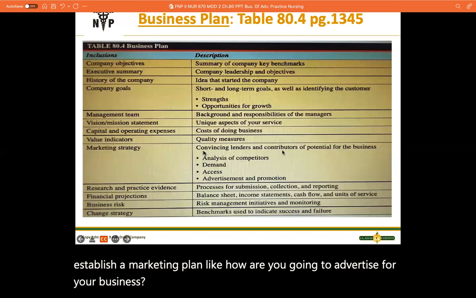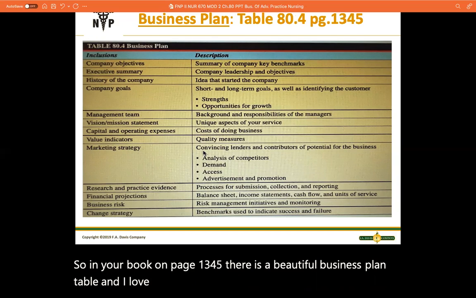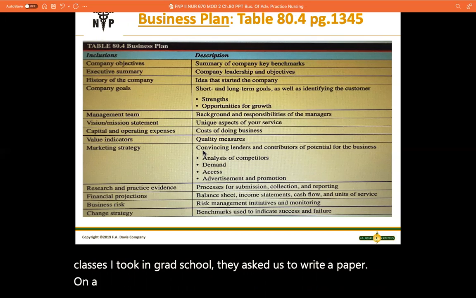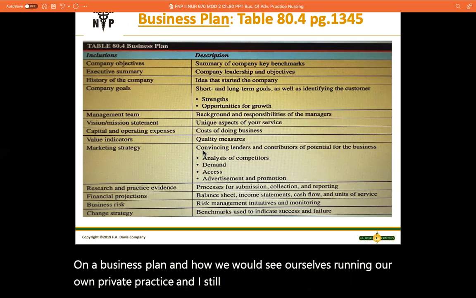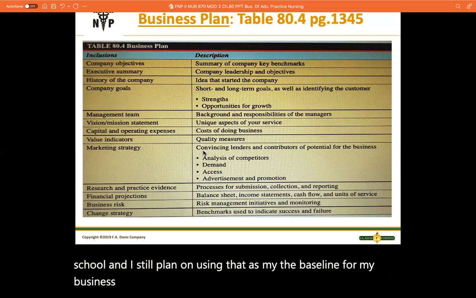Okay, so in your book on page 1345, there is a beautiful business plan table. And I love this. When I was in grad school, one of the first classes I took, they asked us to write a paper on a business plan and how we would see ourselves running our own private practice. And I still have that paper from when I was in school, and I still plan on using that as the baseline for my business plan when it is time for me to open my private practice.